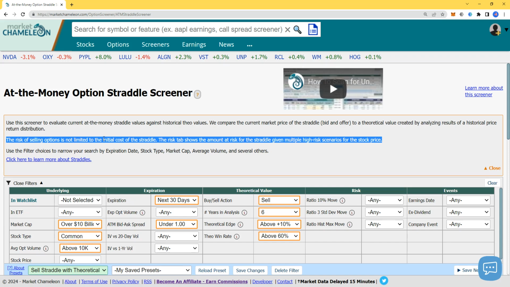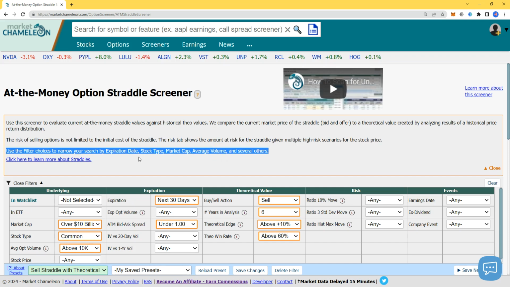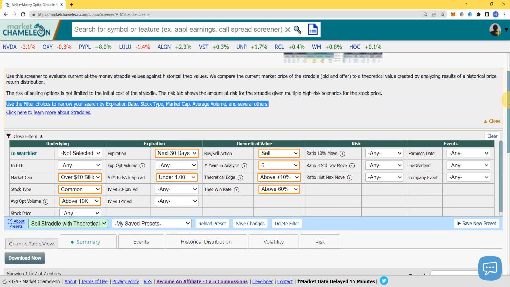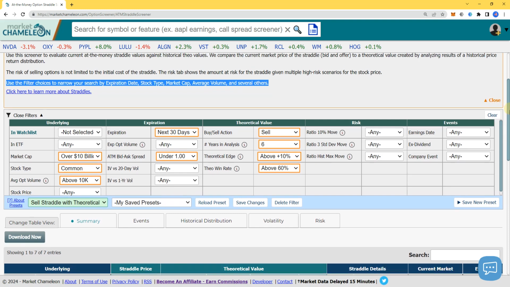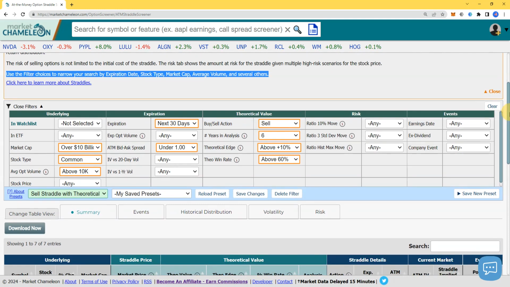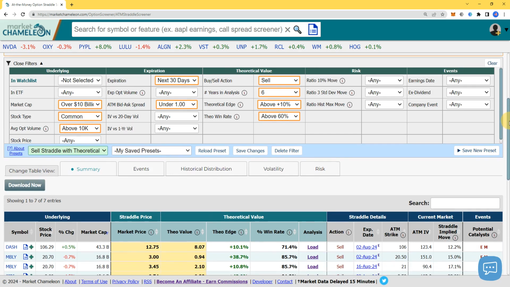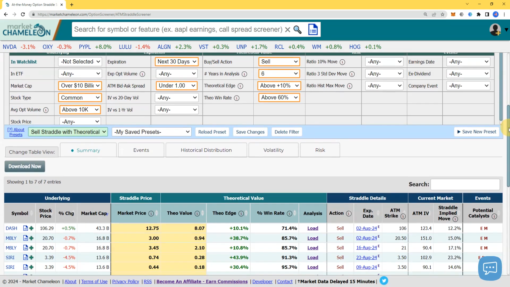Risk of selling options is not limited to the initial cost of the straddle. The risk shows the amount at risk for the straddle, given multiple high risks. So let's say, for example, you use more filters to narrow your search by expiration and all that. For example, if you sell a straddle and the next day the stock goes to zero or goes bankrupt, and you sold a $100 straddle, guess what? You have to buy that stock for $100 even though it's worth zero. So it doesn't matter what you collected up front, you are on the hook, so pay attention to that.